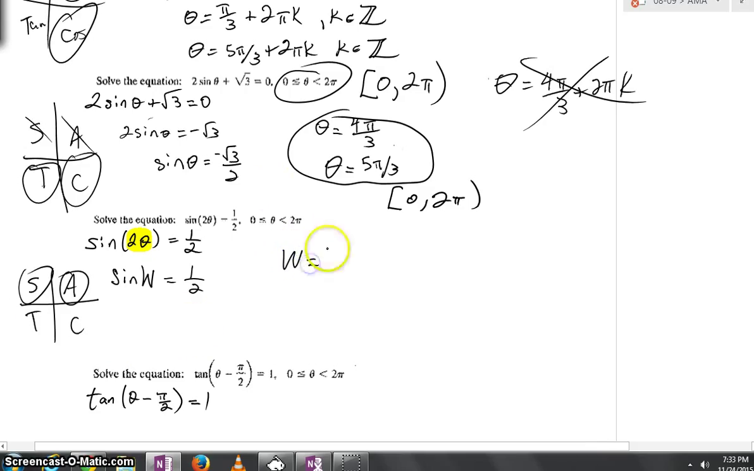And in the first quadrant, we'll have pi over 6. Now I'm going to do something that might seem a little strange at first. I am going to put plus 2 pi k. And then in the second quadrant, that would be 5 pi over 6. And again, I'll put plus 2 pi k.